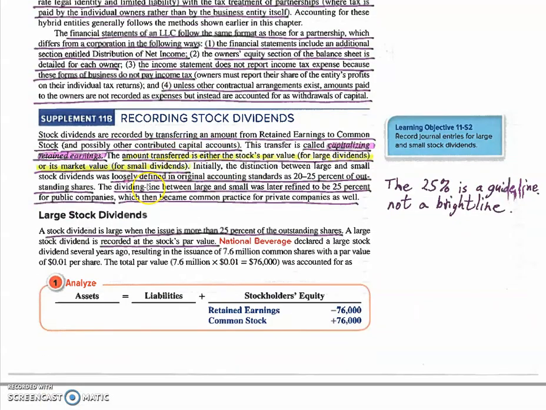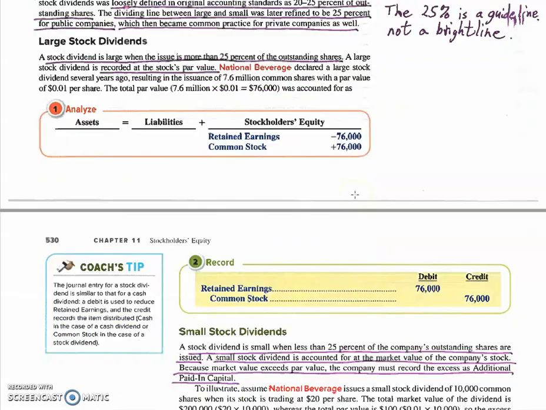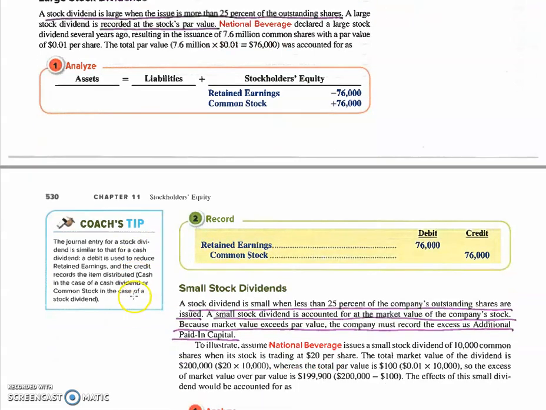And recording stock dividends, I've talked about those already. Large stock dividends, remember, are recorded at par. And they talk about that 20 to 25%, and again, that's a guideline, not a bright line. But you don't see many stock dividends in that 20 to 25% range. For a large stock dividend, it's accounted for at par, so you strictly debit retained earnings, credit common stock, and that's kind of the shortened version.